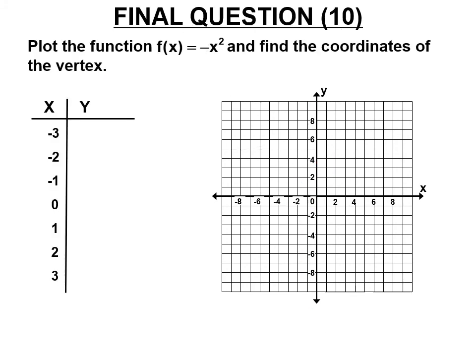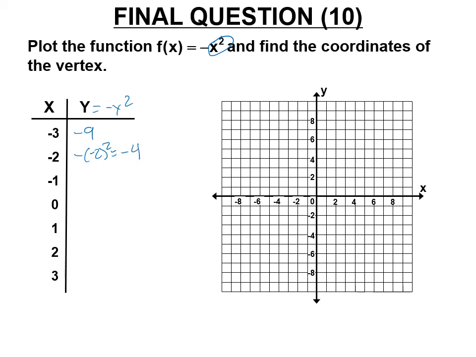Plot the function f of x equals -x squared and find the coordinates of the vertex. Now remember how this works, right? There's no parentheses around the base, so you do the x squared first. That's why, when we want a negative base, we have to put parentheses around it. But this is not a negative base. It's the opposite of x squared is what this is. So let's see that. So you do -3 squared is 9, and so that's -9. -2 squared is 4, and the opposite of that is -4.